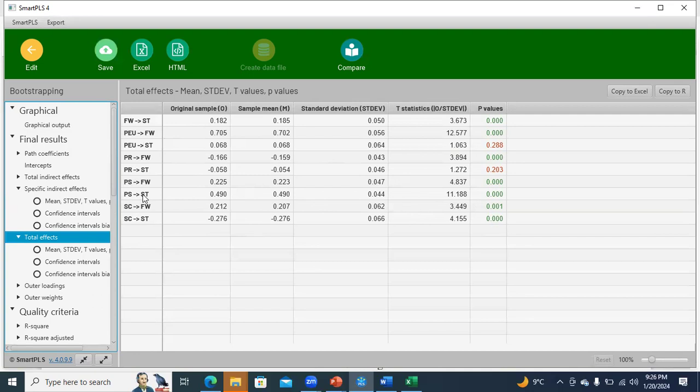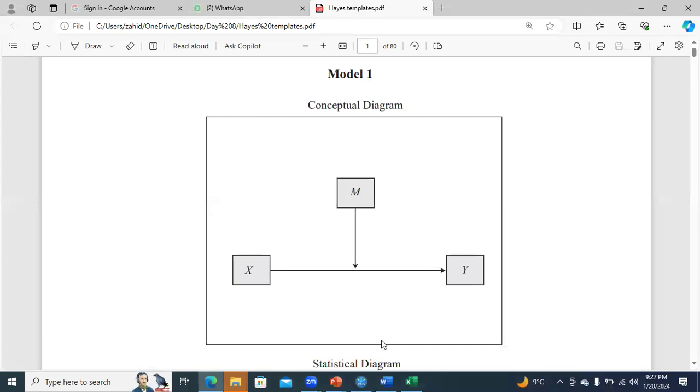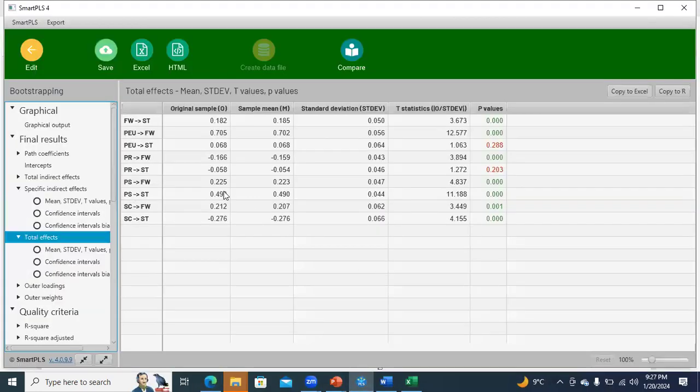So in case of PS and SC, we may have partial mediation, but in case of PEU and PR, we may have full mediation. So this is how you can run the mediation analysis. So what about the moderation? How can you run the moderation?